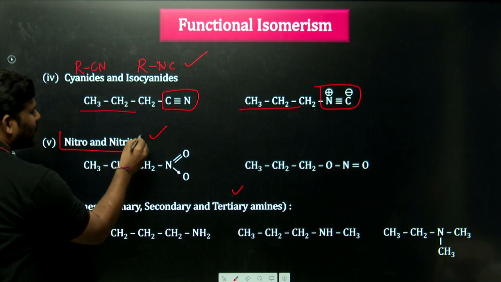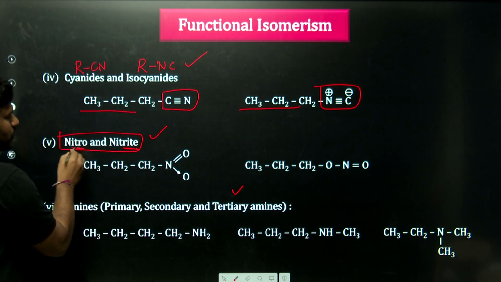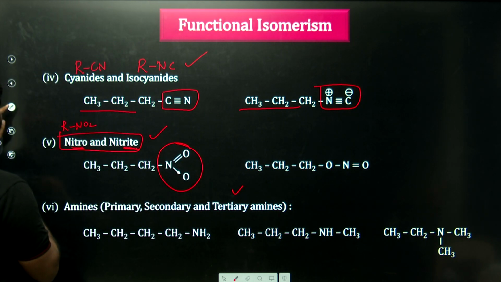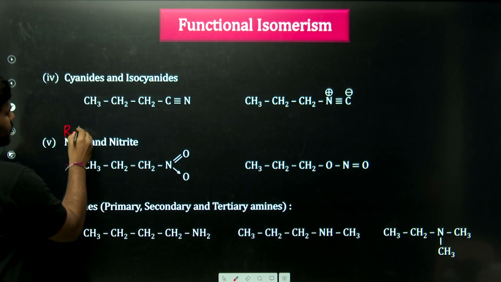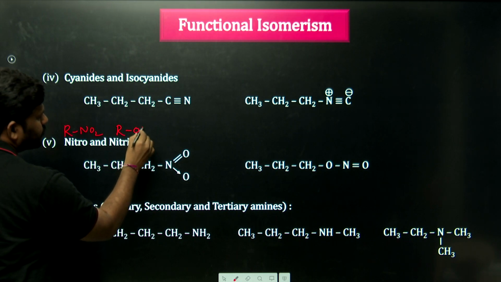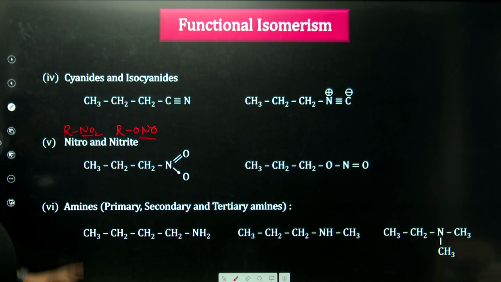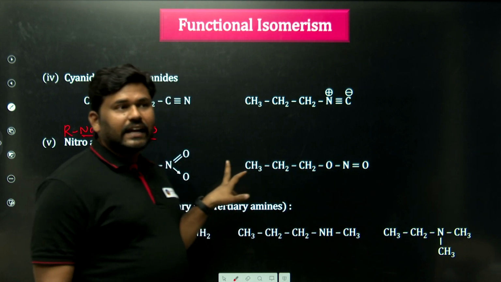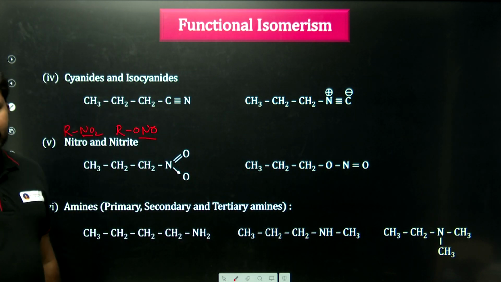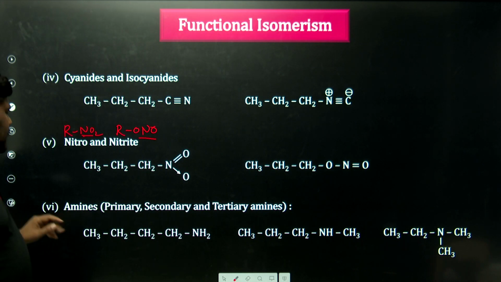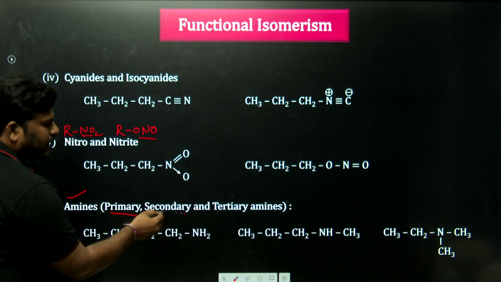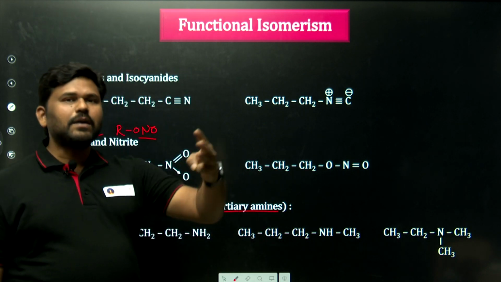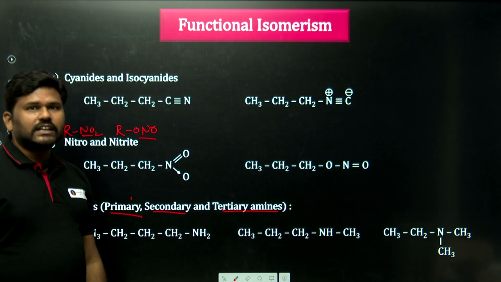Next, nitro and nitrite. The nitro group is RNO2, and the nitrite is RONO. Here there are 2 oxygens and 1 nitrogen, and the R group is similar. Nitro has the NO2 group, nitrite has the ONO group. Nitro and nitrite are also known as functional isomers. Next one, amines: 1 degree amine, 2 degree amine and tertiary, 3 degree amine. These are types of amines, and these three are also known as functional isomers.